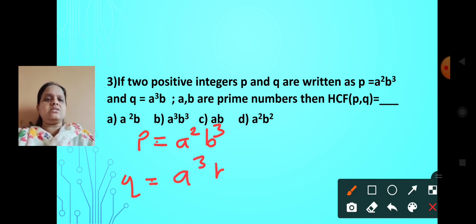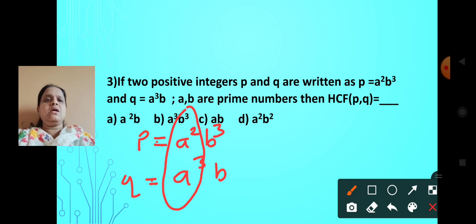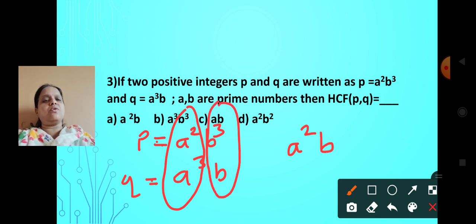In such cases, the HCF will be the same variable with least power. If I consider the variable a, the smallest power is a square, and in case of b, b raised to 1 is the least power. So your HCF will become a square b. So your option is A.